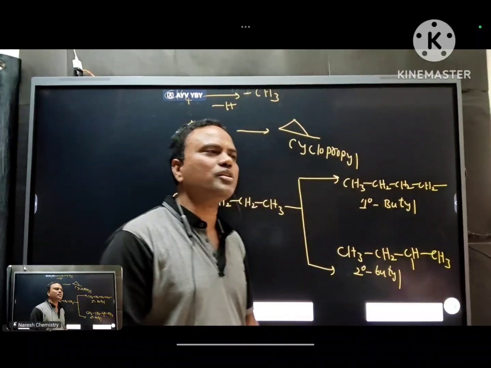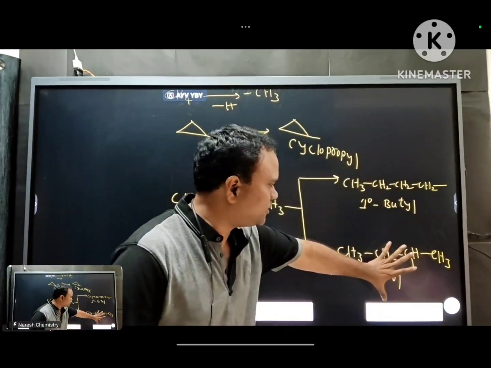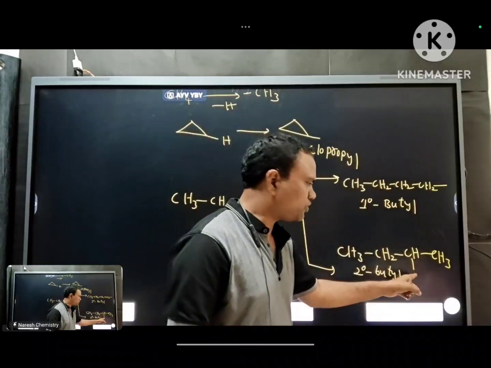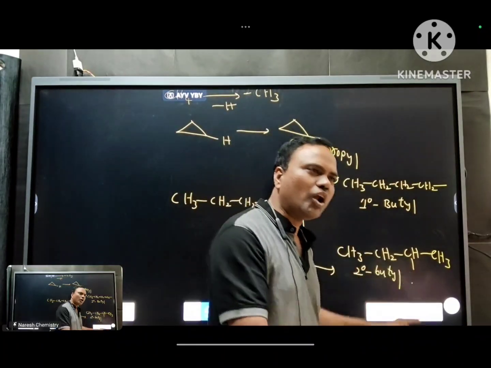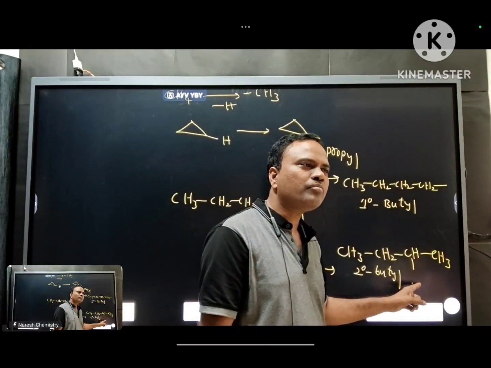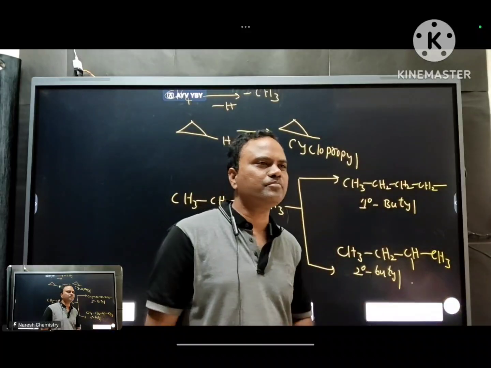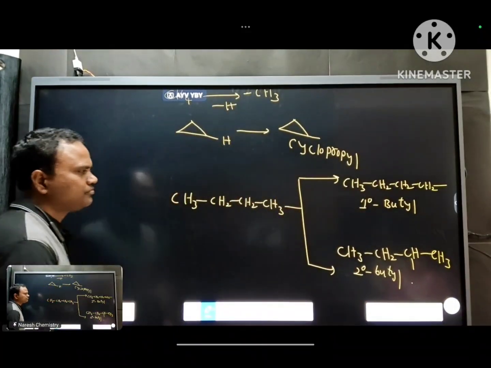What is secondary butyl chloride? This is the secondary butyl group, so it is ready to bond with any other. Put chlorine, secondary butyl chloride. Put OH, secondary butyl alcohol. Put Br, secondary butyl bromide. Secondary butyl is common.